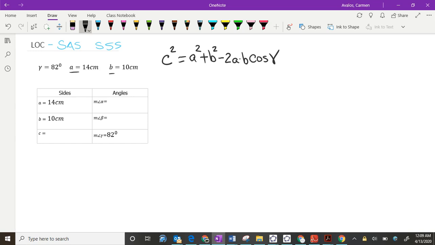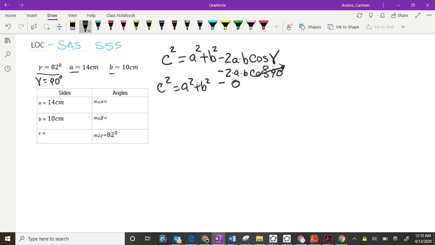Now, here's the thing that you need to remember: these triangles that we're given are oblique. That means that they're not right triangles. If it were a right triangle, the angle that's given to you would be 90 degrees. So if gamma is equal to 90 degrees, I need the cosine of 90 degrees. Using my left-hand rule, I know that the cosine of 90 degrees is 0. So I am going to have 2 times A times B times cosine of 90, which is 0. So if I have C squared equal to A squared plus B squared, this is, if you guys remember it, the Pythagorean theorem.